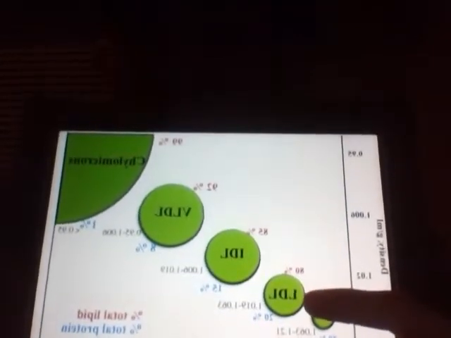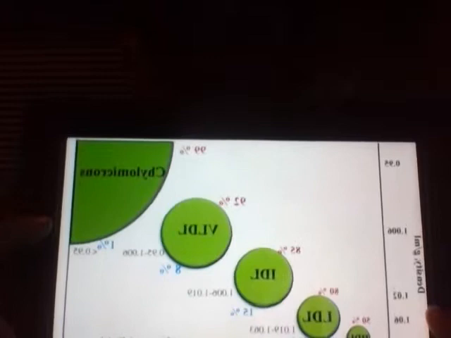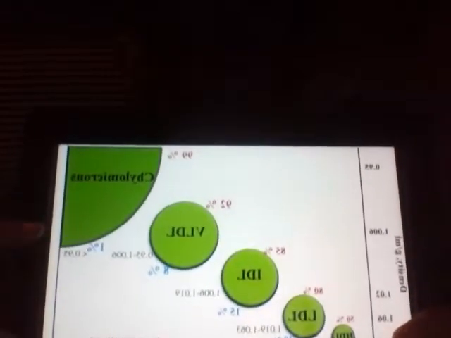Here's a graph where you can see you have your HDL, which they usually tell you is the good type of cholesterol, and the LDL, which is low density lipoprotein. Then you have intermediate, and then very low density lipoprotein. But you also have chylomicrons, and they vary in size depending on what they're carrying. For example, chylomicrons have a large amount of triglycerides.